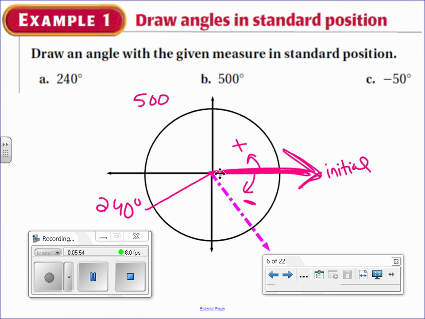Okay, so negative 50 would probably live right about here. Who would live right here, by the way? Who would live here? Negative 90. Who would live here? Negative who? Negative 180. And who would live here? Negative who? Negative 270. So 90 and negative 270 are the same spot. Isn't that cool? It's in the video.